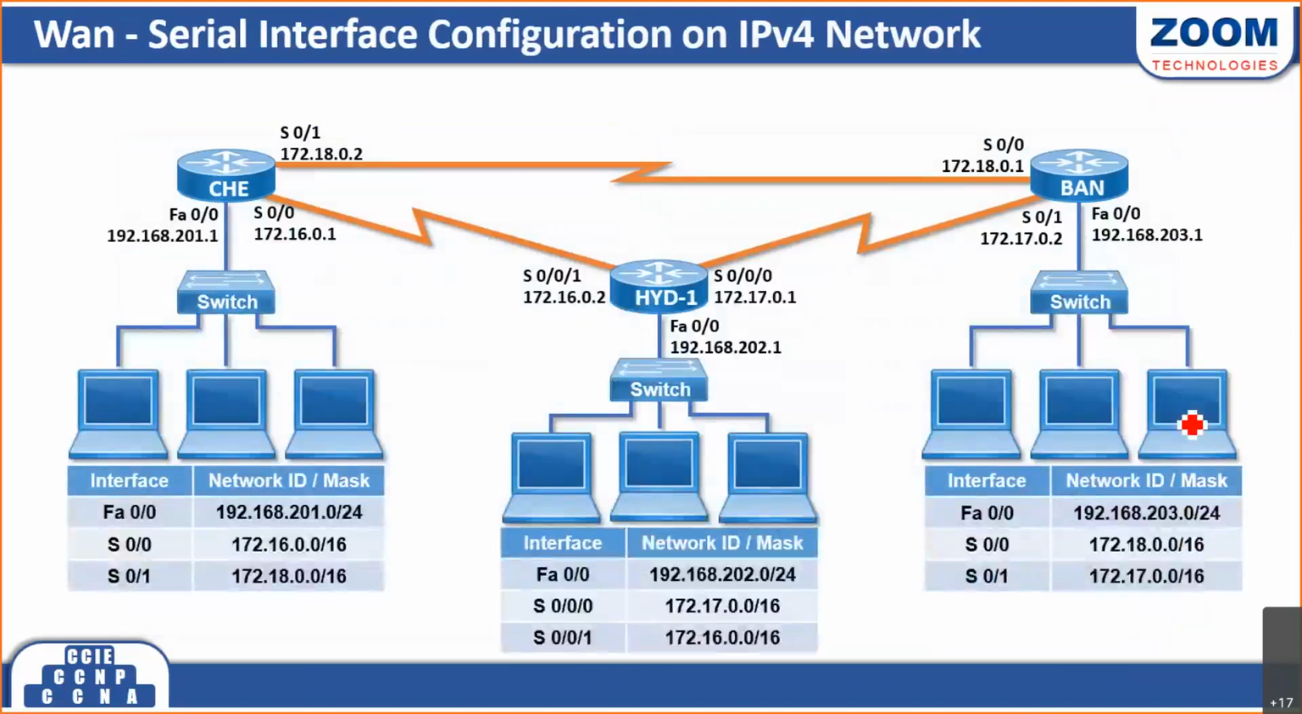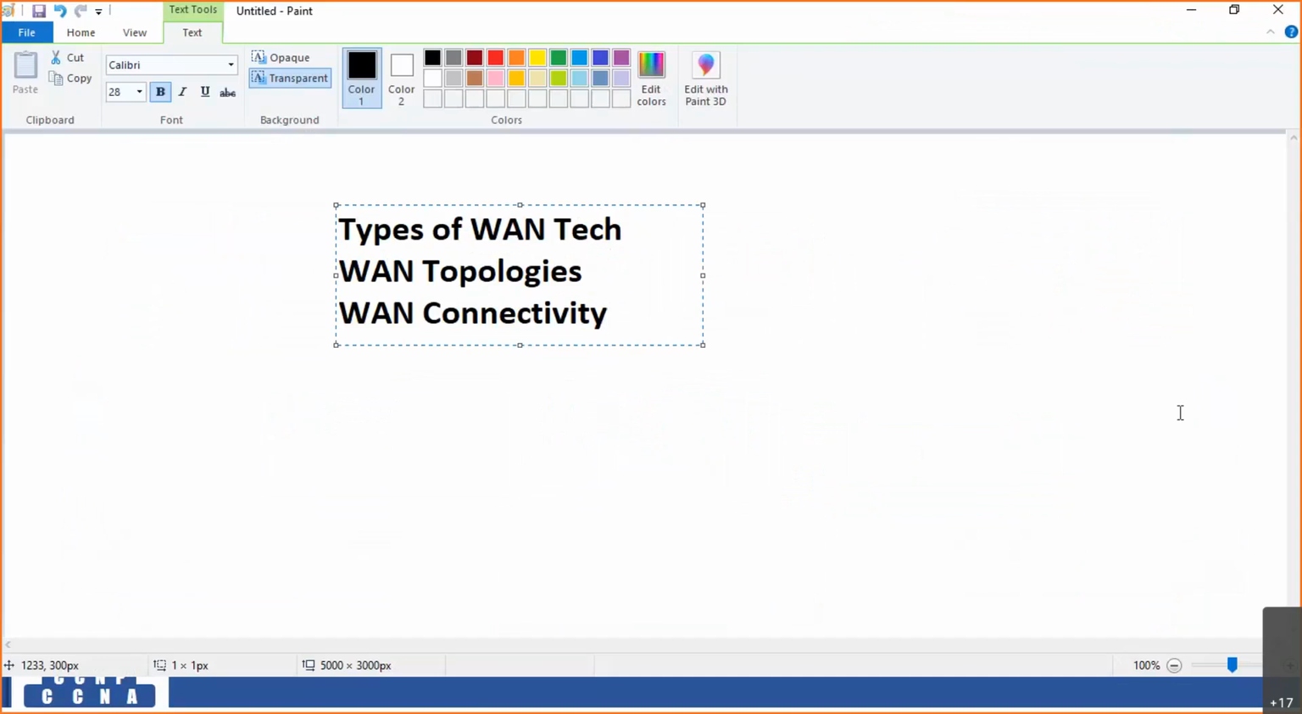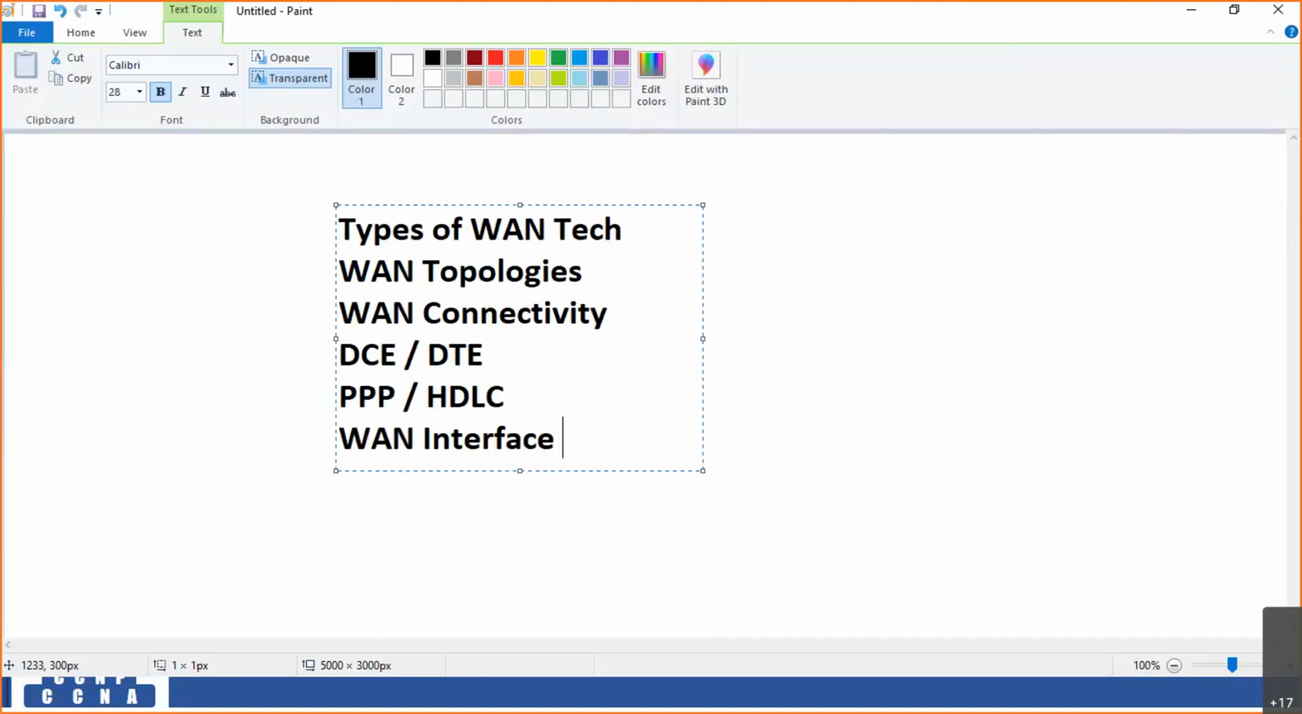So now we discussed the types of WAN technologies, types of WAN topologies, WAN connectivity, DCE, DTE interfaces, point-to-point protocol, and HDLC protocol. Let me continue with WAN interface configuration.